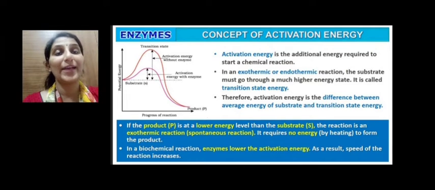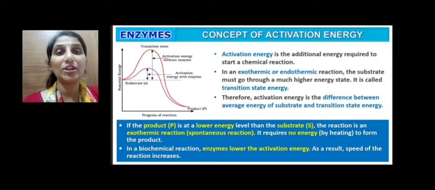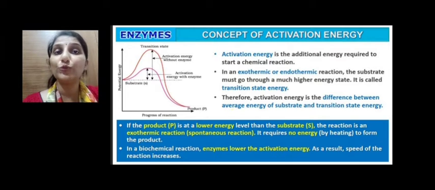Is it clear? So, energy required. In an exothermic reaction or in an endothermic reaction, that is, a reaction in which energy is consumed or energy is released, the substrate must go through a higher energy state, and this is called the transition state energy. So each substrate, in order to convert to a product, has to enter into a higher energy state, both for exothermic or endothermic reactions.